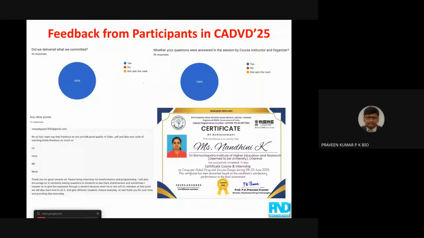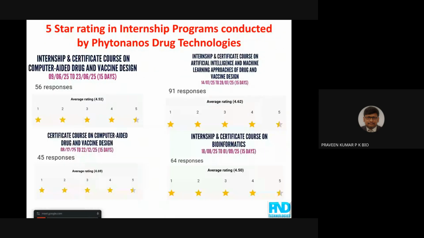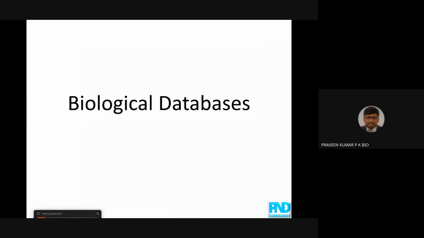And feedback from participants: I have conducted these courses earlier. Whatever we are committing, the participants give us good feedback, around 100 percent, in both the certificate courses, and the average 5-star rating we get is not less than 4.5. In AIMLDVD, we got an overwhelming response, around 4.62. Let me go ahead. I hope I can convince you about whatever you are anticipating from me.